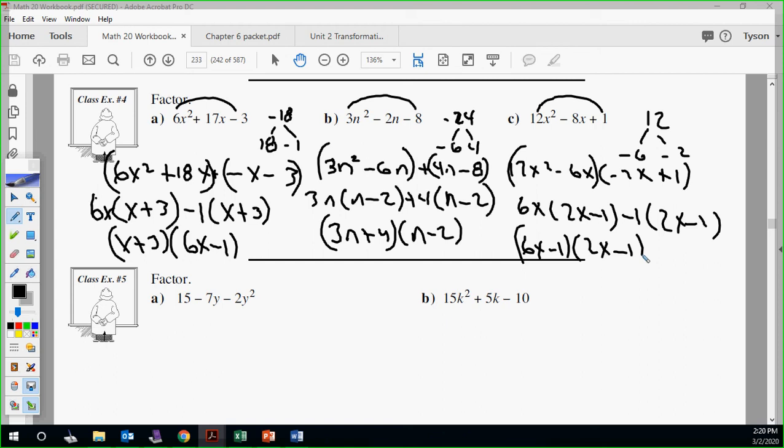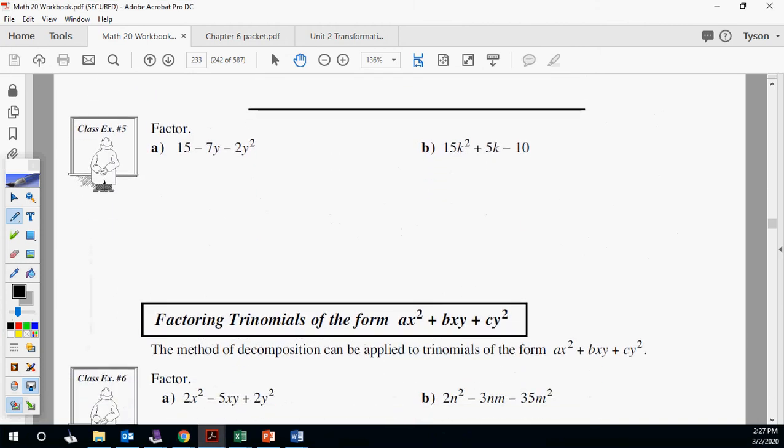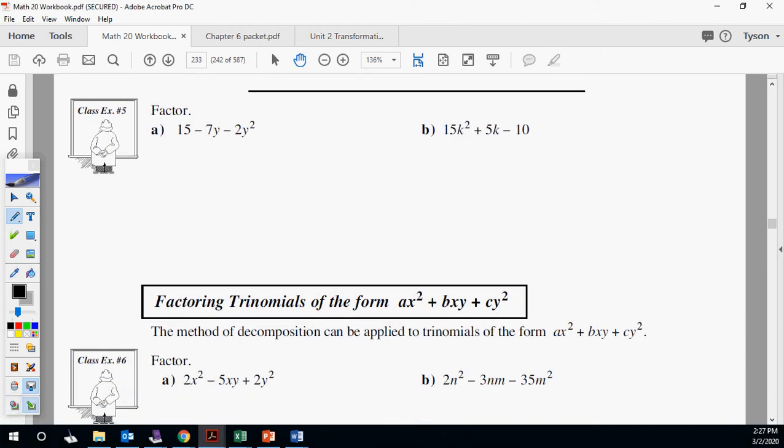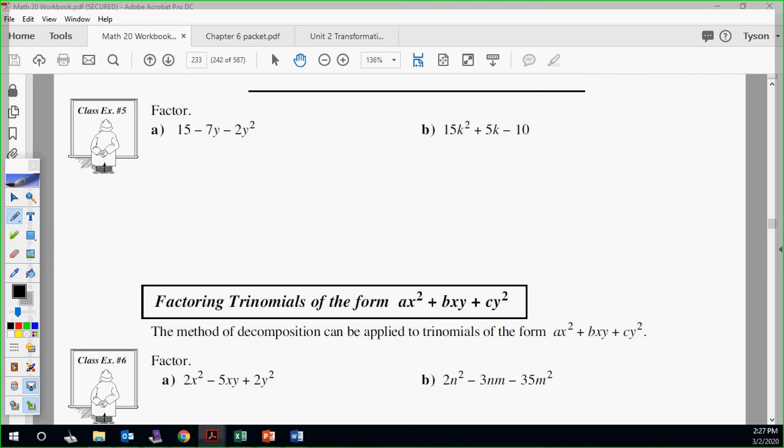Got a few more here. Okay, so we got some that are written backwards here and then one that we can GCF first. So we haven't done it yet because we couldn't, but your first step is still always to check for GCF. So in part B here on example 5, we can GCF. Part A, we can't because of 7.